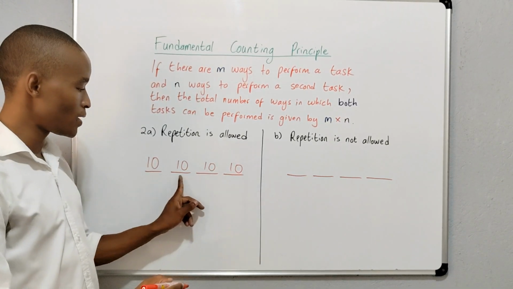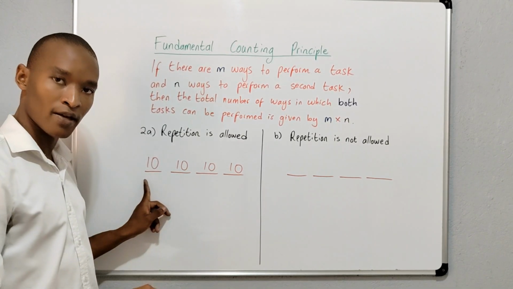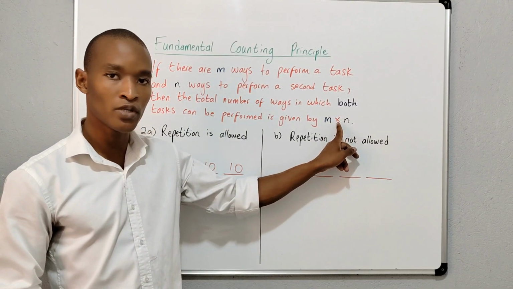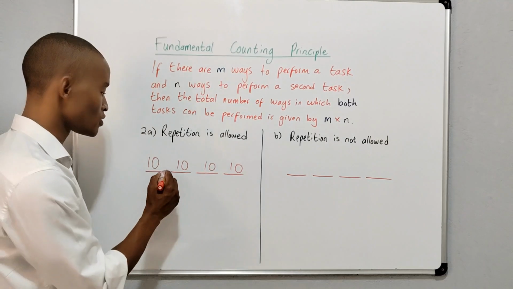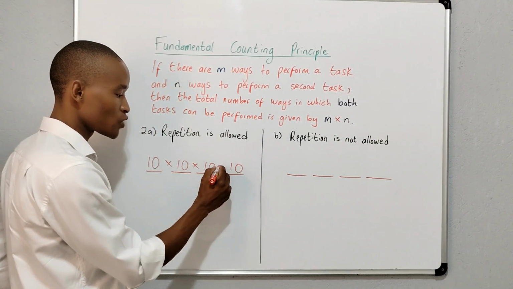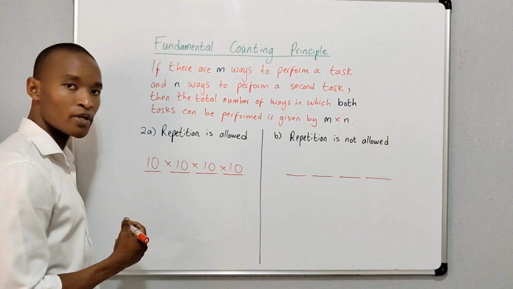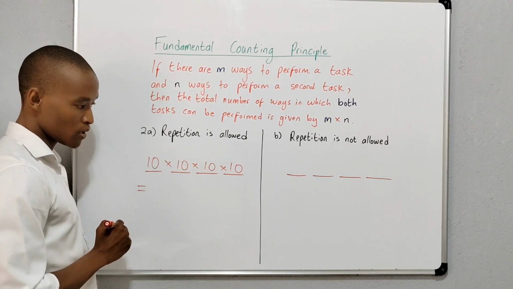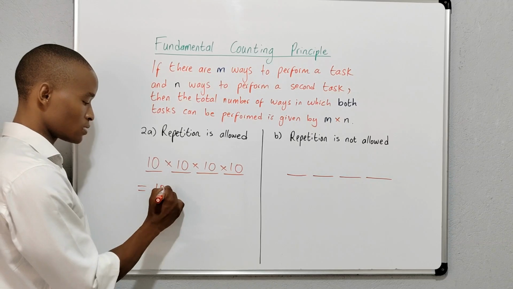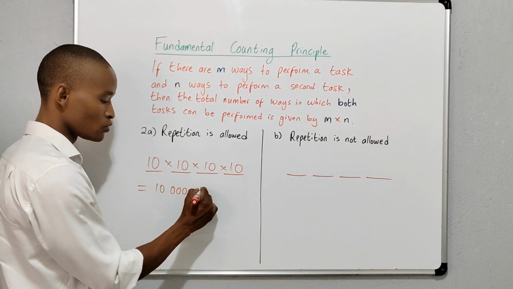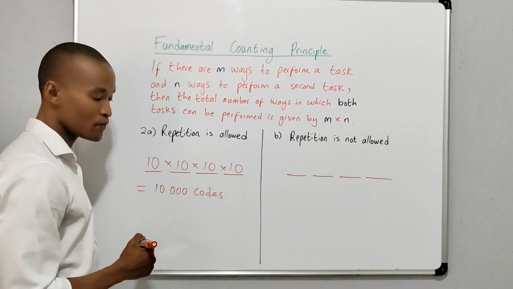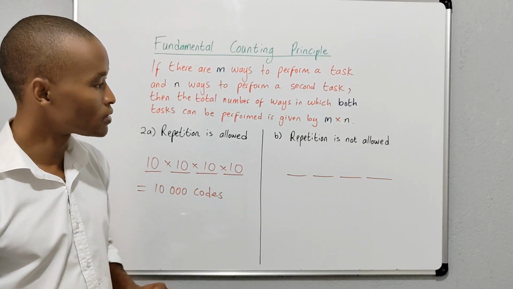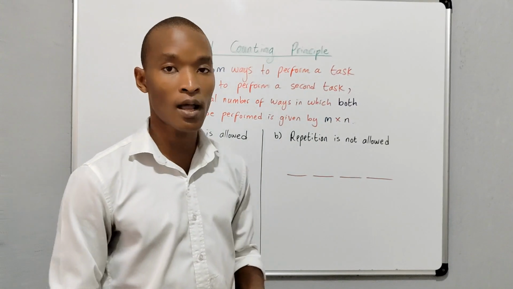So there are 4 places in our placement diagram, and the principle says the operation that we now introduce is a multiplication to find out the total number of security codes which can be created if repetition is allowed. And if you multiply that throughout, you'll get 10,000 codes which can be created. Okay, let's go to the second part. If repetition is not allowed.